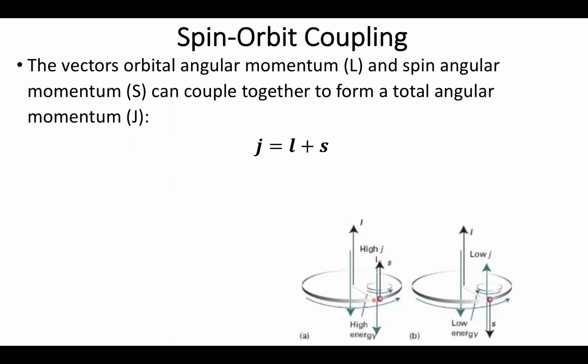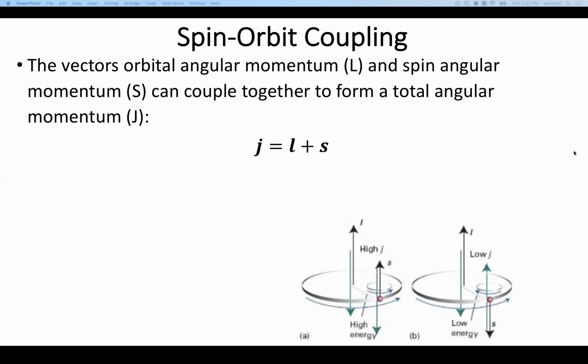So a good way to think about this is I have an electron which is spinning and can generate an up or down angular momentum. And this is going to have some sort of interaction with the orbital angular momentum of the actual electron moving around the nuclei. And it turns out the best way to describe this is going to be using vectors.